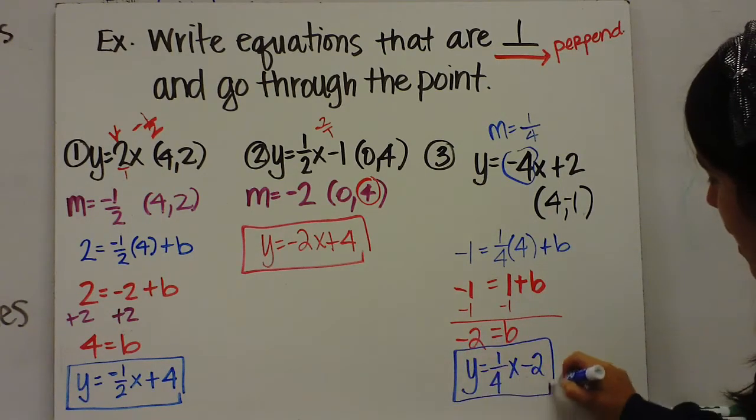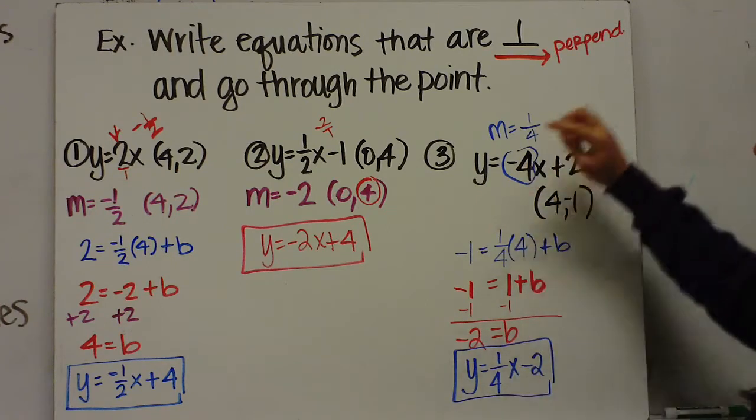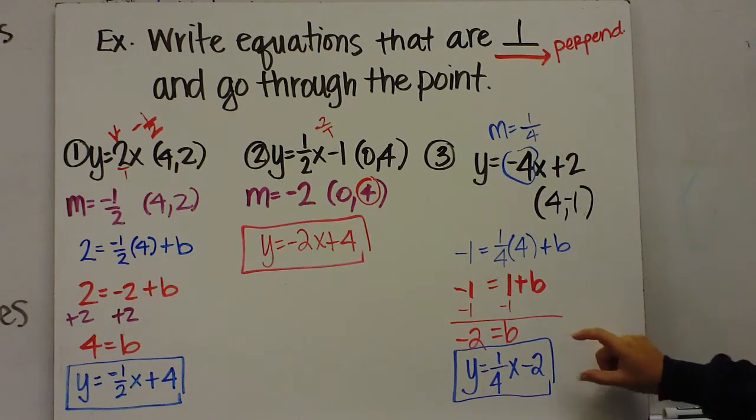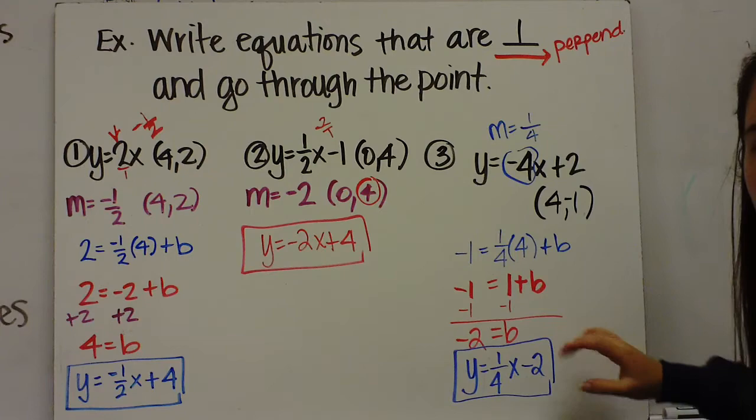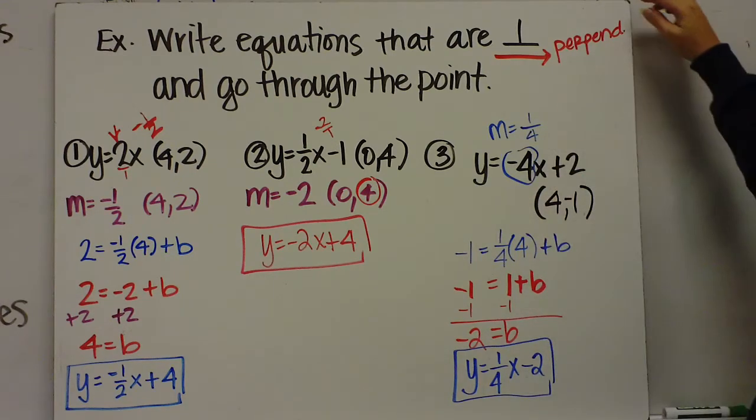And again, what this means is if we were to graph this line, and graph this line on graph paper or a graphing calculator, they would be perpendicular lines.